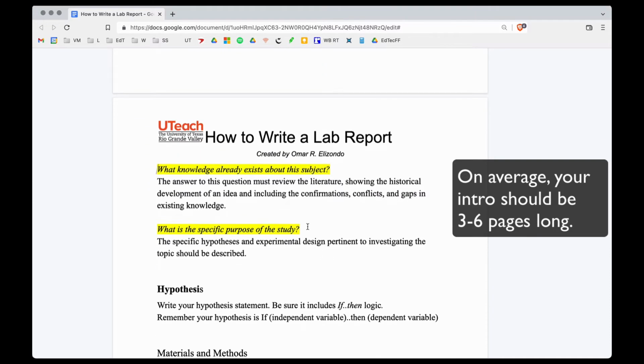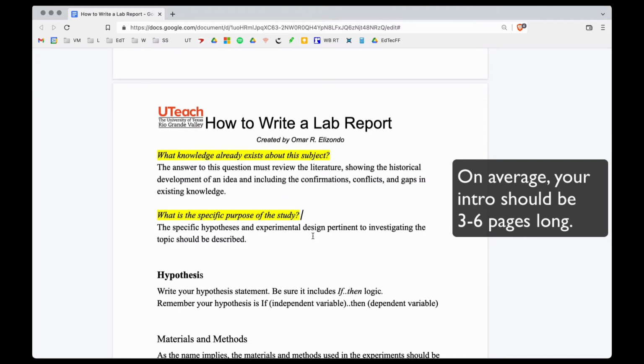Okay. So what is the specific purpose of this study? This is important. So why are you doing this study? You've told me about the previous information using peer-reviewed articles and previous literature. But why are you doing this study? What is so interesting about it?